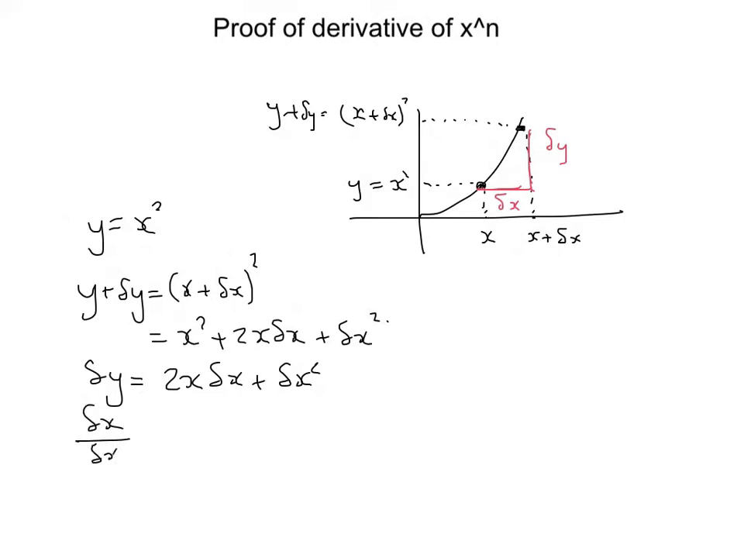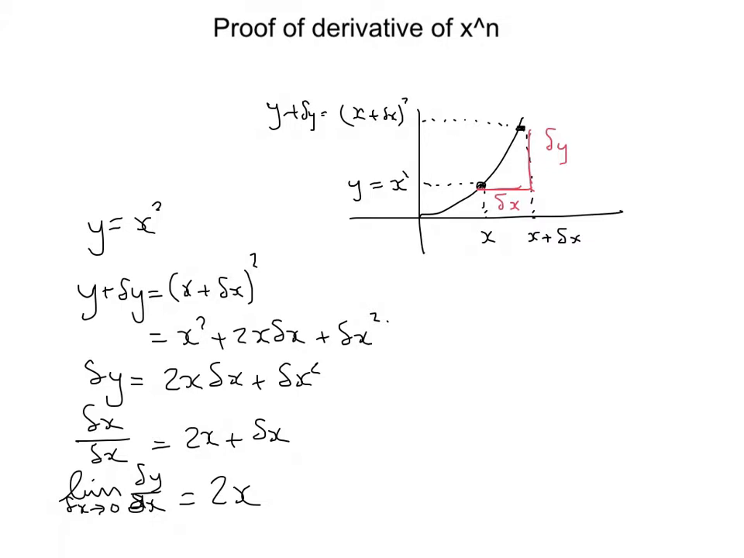Okay, now we divide by delta x. Delta y by delta x is equal to 2x plus delta x, and then we take the limit as delta x tends to 0 of delta y by delta x. In this case, if you imagine this getting smaller and smaller, nothing's going to happen to that. We just get 2x. So that proves that the derivative of x squared is 2x.